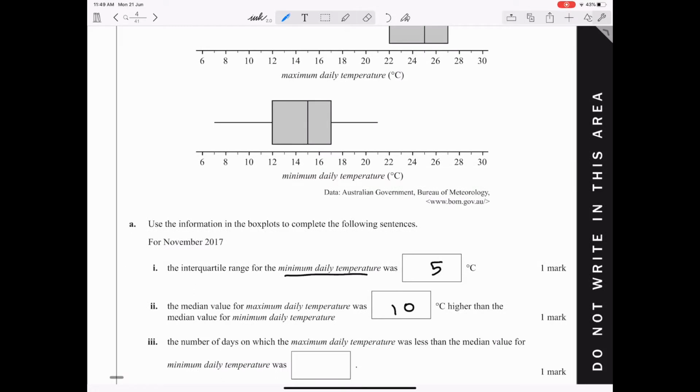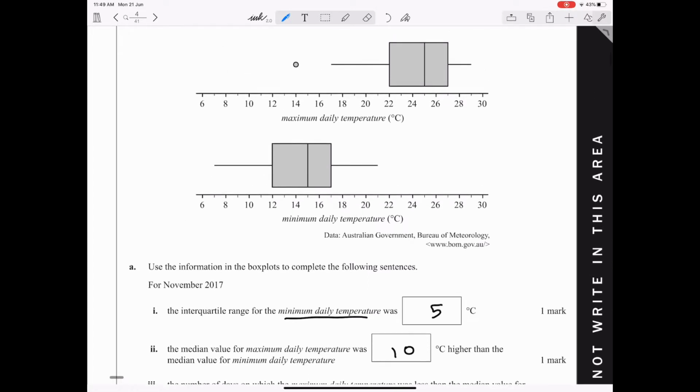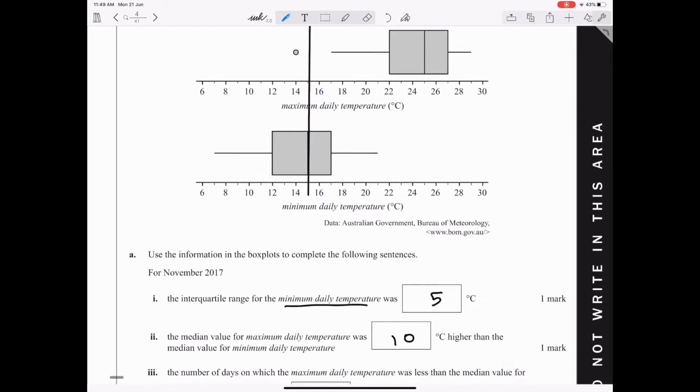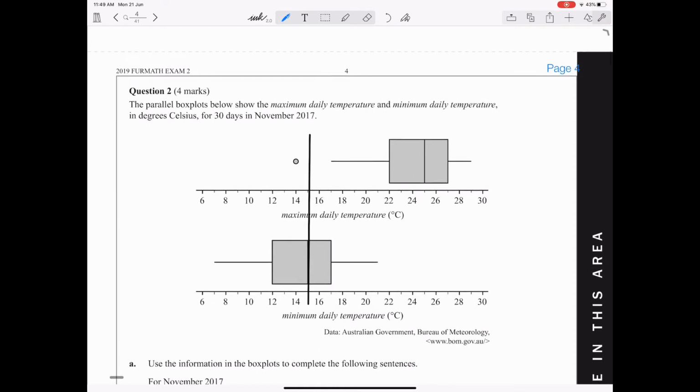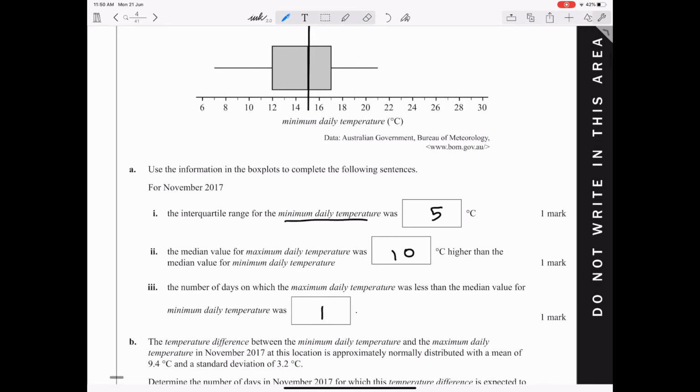A(iii), the number of days on which the maximum daily temperature was less than the median value for the minimum daily temperature. So we look at the median value for the minimum daily temperature, that's 15. So 15 is over here. So we're trying to find the number of days in which the maximum daily temperature was less than the median value for the minimum daily temperature. So we only have one outlier, which is less than the median value for the minimum daily temperature. So therefore, it was just 1 day.